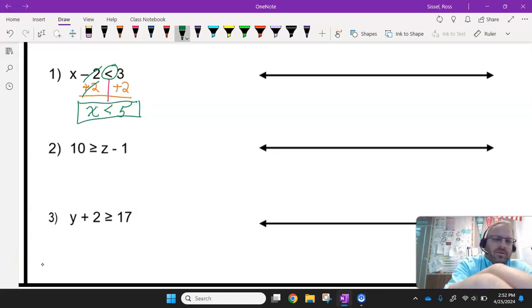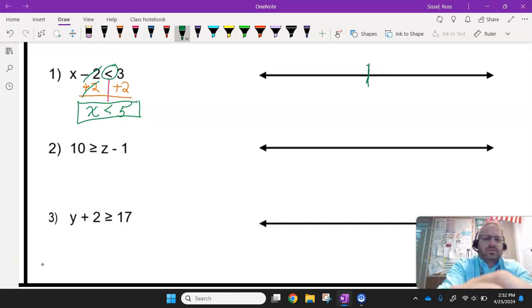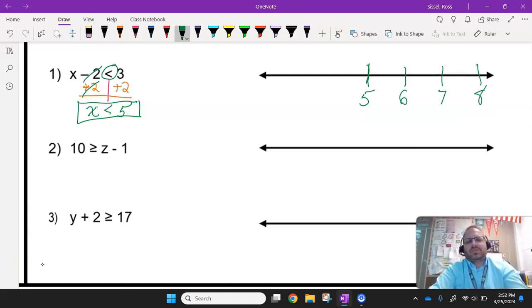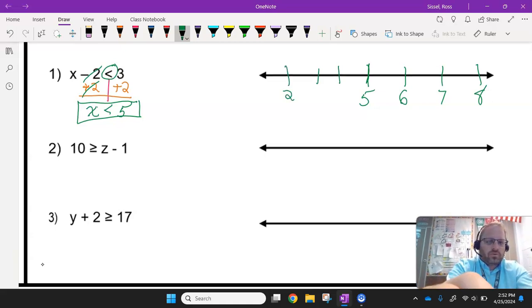Now to graph it, here's my tip. In the middle, I'm going to put what our answer is, 5. Then I can make my number line however I want. Maybe I make 3 tick marks and I count by ones: 5, 6, 7, 8. On the left, I could go 4, 3, 2.